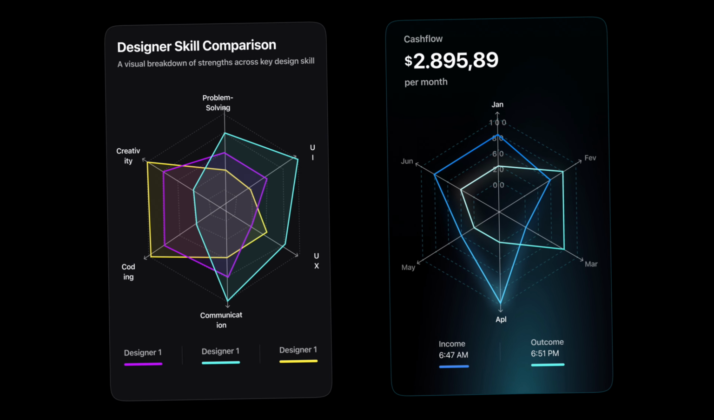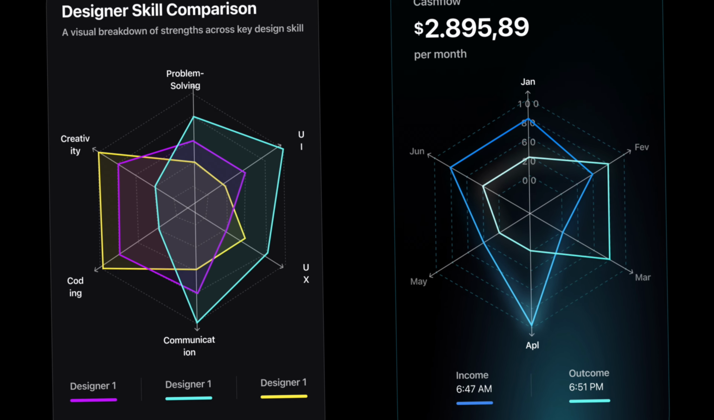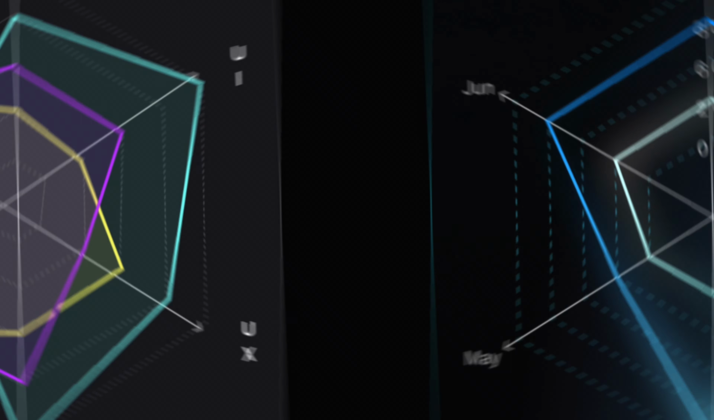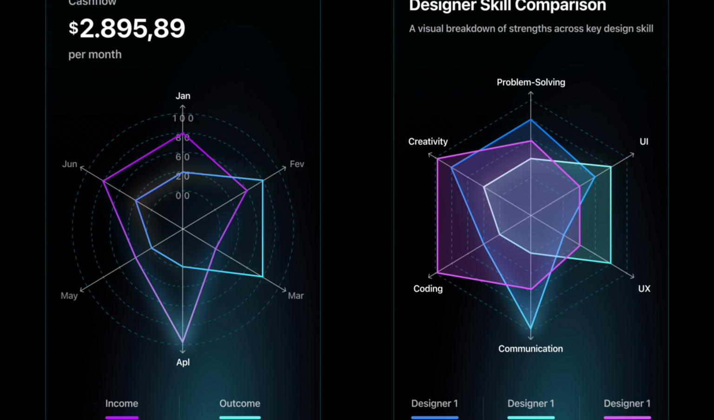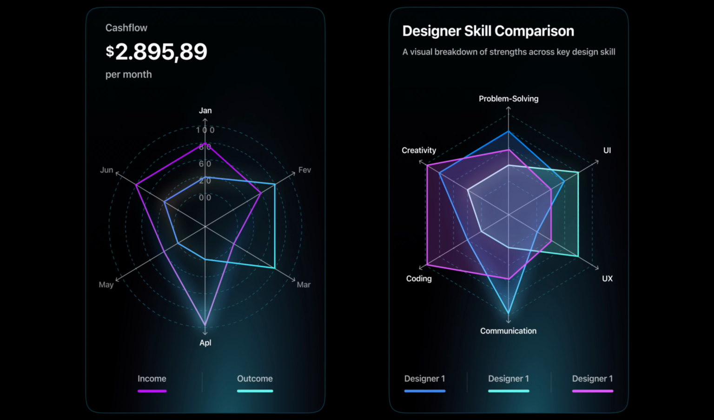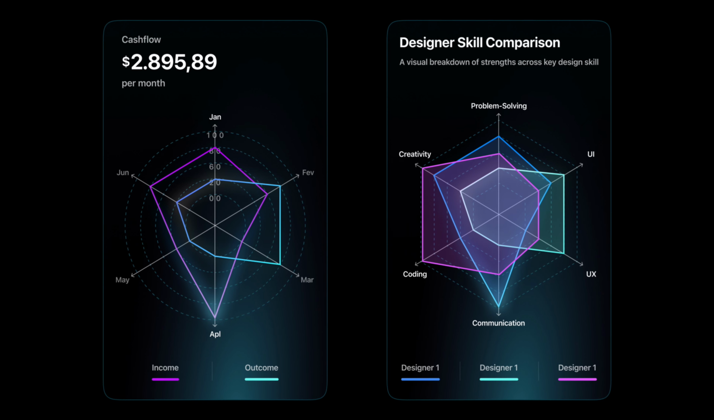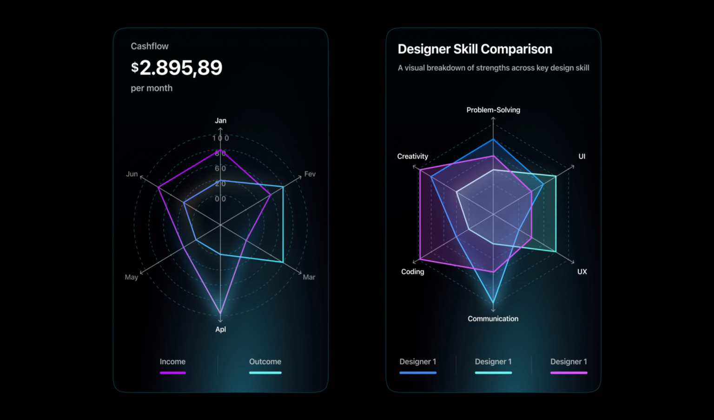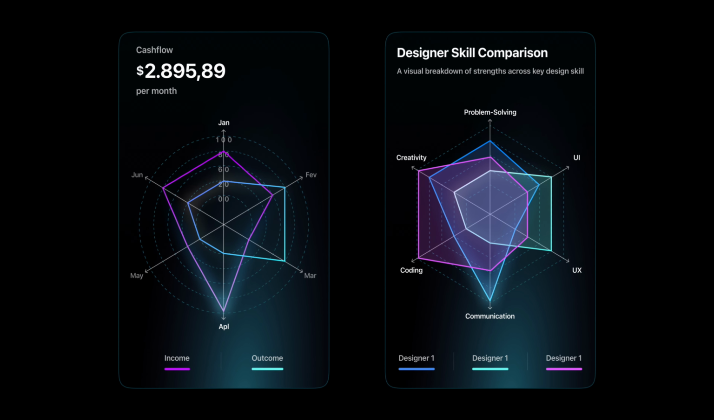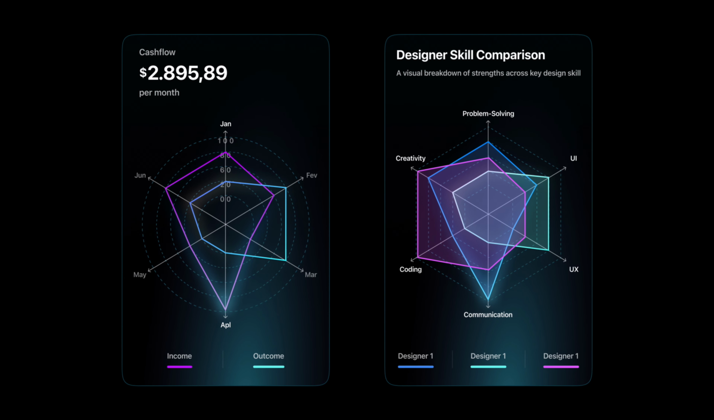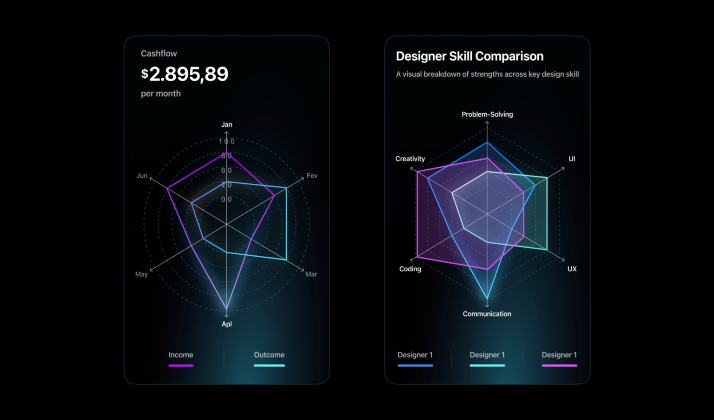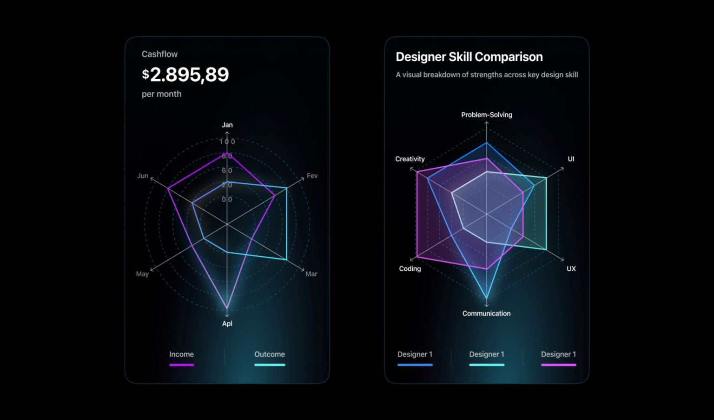In this section, we're going to design the radar chart. A radar chart, also called a spider or web chart, is a type of graph that helps compare multiple things at the same time. It looks like a spider web with lines extending from the center and each representing a different category. So the data is plotted along these lines and connected to form a polygon shape.